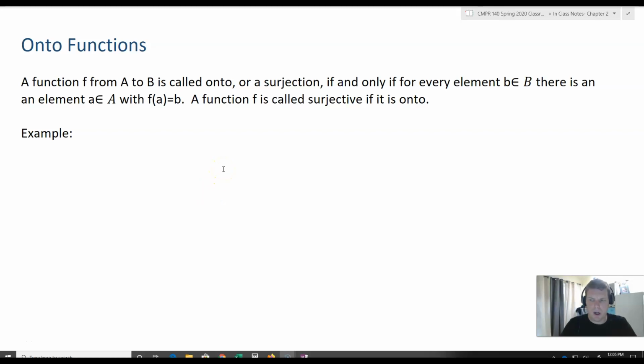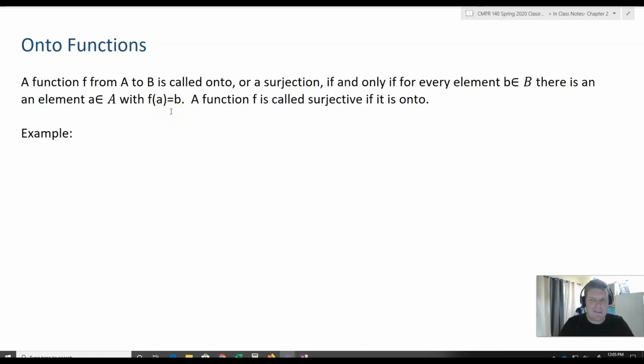So now we're going to discuss onto functions. What it means for a function to be onto, or a surjection, is if and only if for every element b belonging to B, okay, so we've got this function from A to B, there is an element a belonging to A with f of a equal to b.